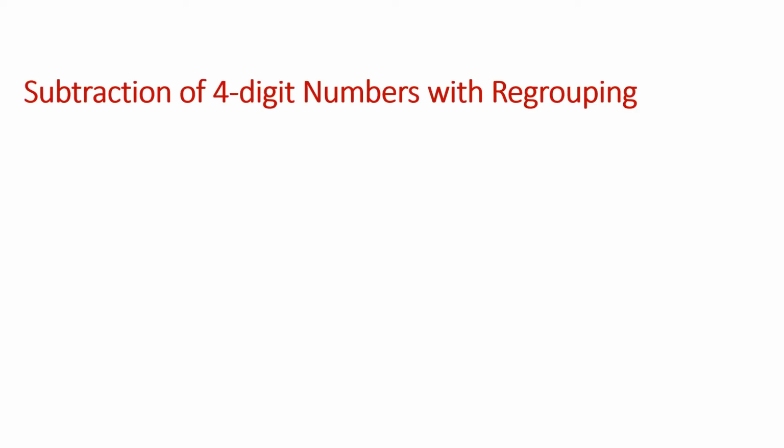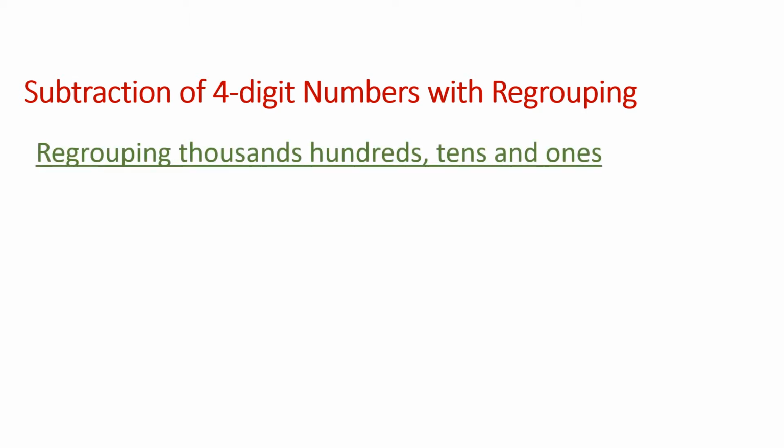In the last class, we started studying subtraction of 4-digit numbers with regrouping, and we studied regrouping hundreds, tens and ones. Today we are going to learn subtraction by regrouping thousands, hundreds, tens and ones. We are going to learn this with an example.